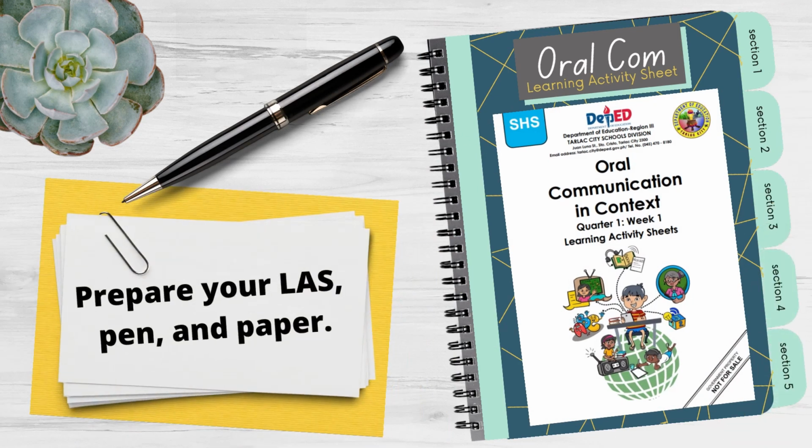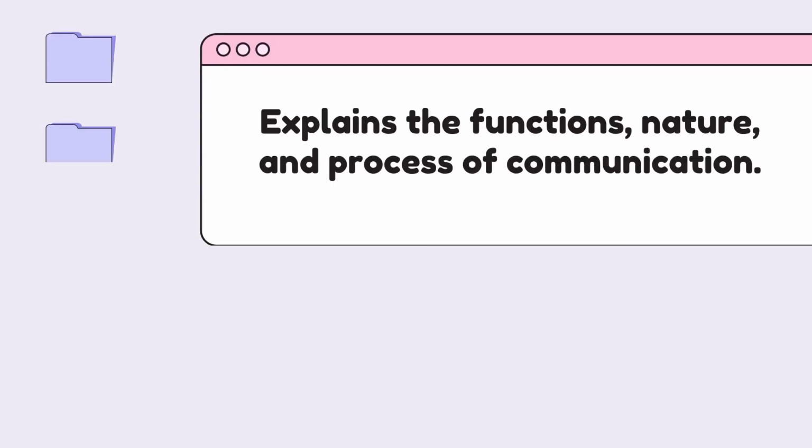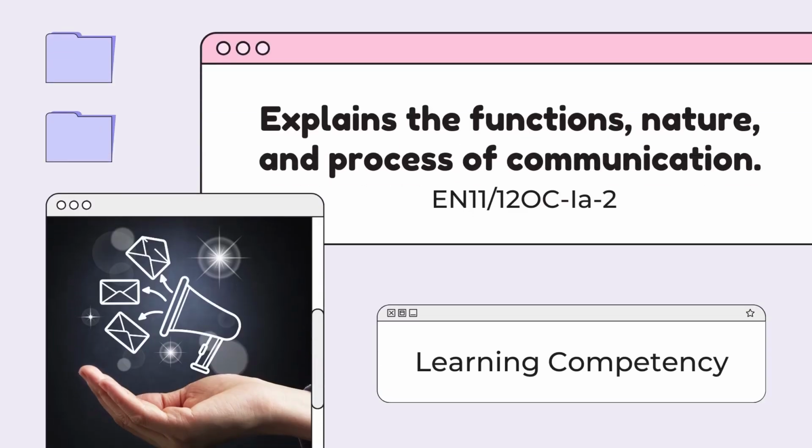Before we begin, I want you to prepare the following materials. First, your learning activity sheet in Week 1 for oral communication. Second, a pen. And lastly, prepare your paper. For our learning competency, you should be able to explain the functions, nature, and process of communication.